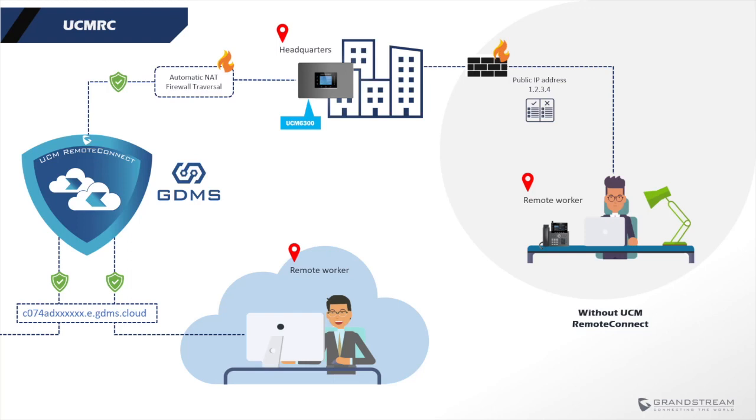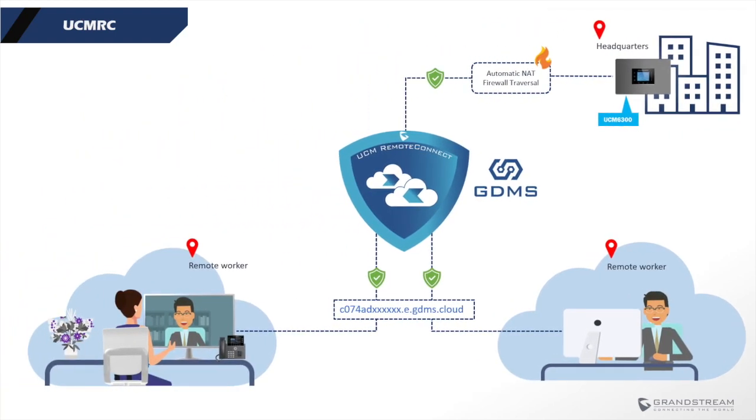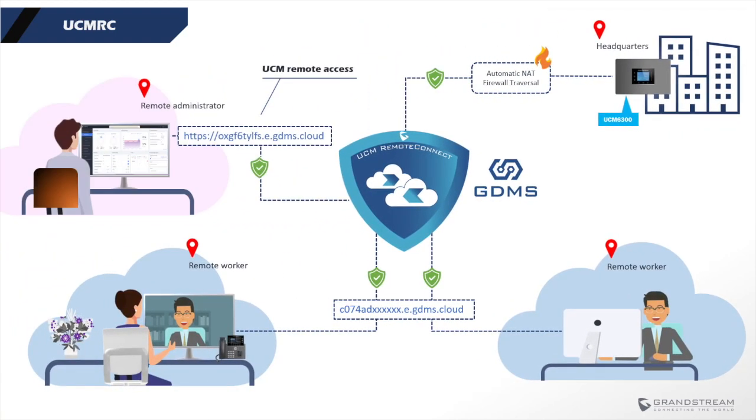So UCM RemoteConnect can serve as an additional security protection because all connections to the UCM go through GDMS without exposing your network information and without the need to open any port for remote workers. With UCM RemoteConnect, a PBX administrator can remotely access the web interface of the UCM without having to create port forwarding on the router. In a moment, I will demonstrate how that works.